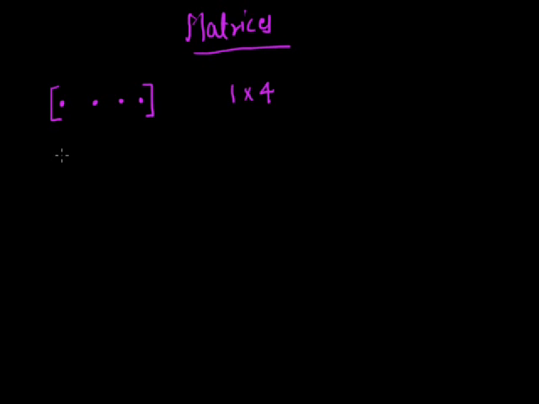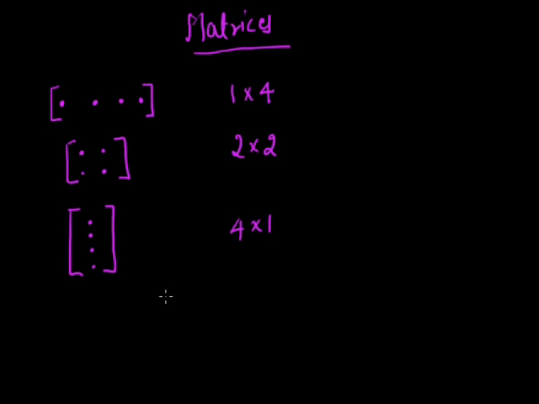1 into 4. Suppose again these four elements are arranged in two rows like this. These are the four elements, and if we arrange like this, this is known as a matrix of order 2 into 2. So here there are two rows and two columns. And suppose we arrange all the four elements in one column, so this will be like this. So this will be equal to 4 into 1. So this matrix is of order 4 into 1. 4 into 1 means there are 4 rows and 1 column.